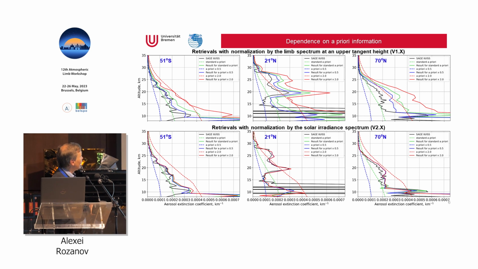What you see in a classical retrieval, so in the old version, is a really large difference. If you change the a priori by a factor of 2, the solution changes more or less by the same factor. And if you use the normalization by the solar radiance and tricks to fix the surface albedo retrieval, the results are almost independent of the a priori information. If you change the a priori by a factor of 2, you have just small differences at lower altitudes, but nothing in the essential range.